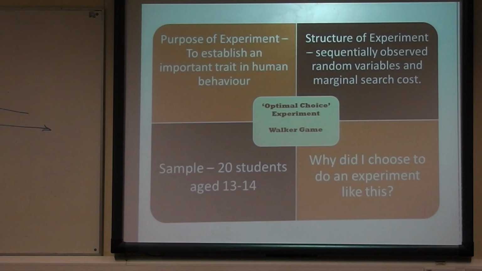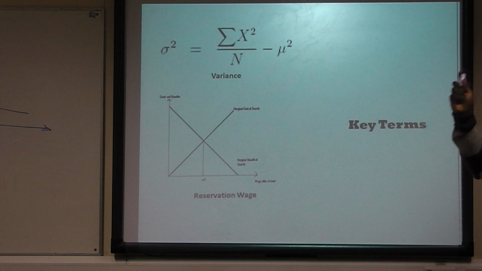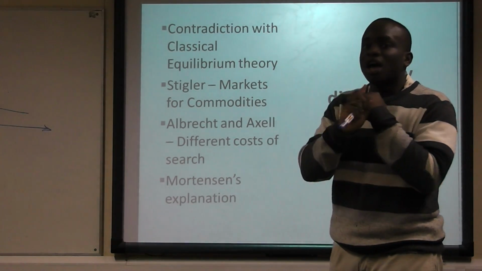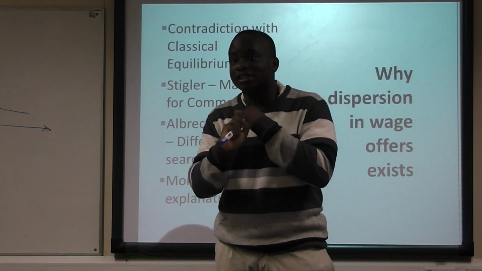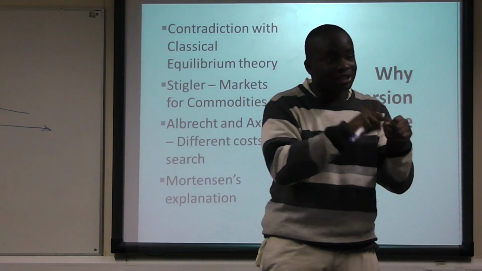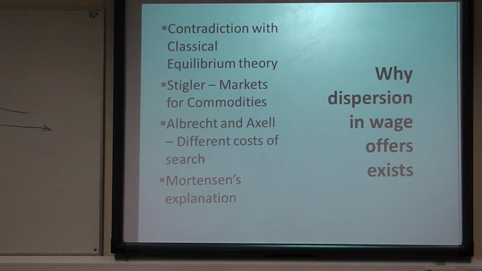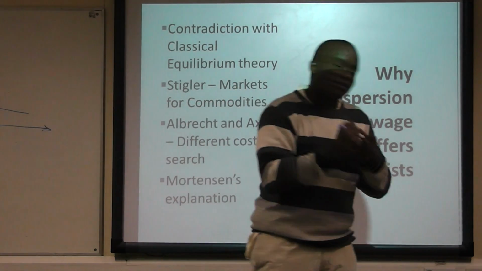So we talked about the 2 types of dispersion. Let me just go back to the problem now. Actually, do I want to go back to the problem? No, I want to keep going with this structure. Okay, so we've talked about dispersion, which is variance and range. And it's important to just establish why dispersion of wage offers for homogeneous labour exists. Because what we learn in school is that wage rates are established where demand for labour meets supply of labour. And this is classical equilibrium theory. But obviously that's not the case.